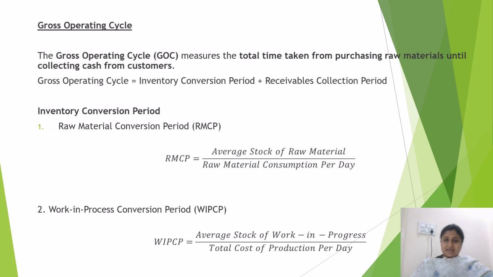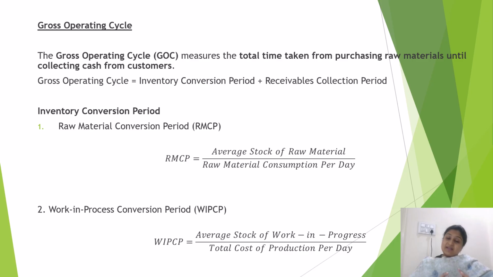So under operating cycle, again we have two subcategories. The first is gross operating cycle. Gross operating cycle measures the total time taken from purchasing your raw materials until collecting cash from your customers. And gross operating cycle includes two components. First is the inventory and second is the debtors. So GOC equals inventory conversion period plus receivables collection period.